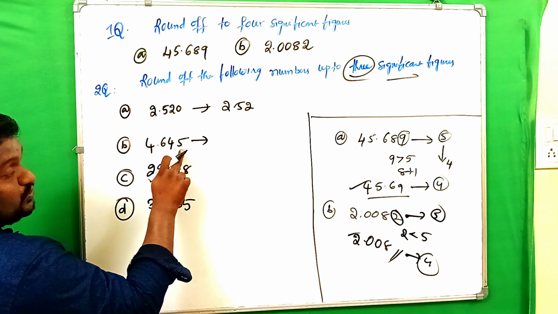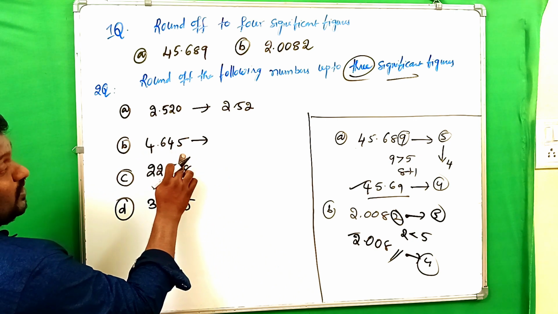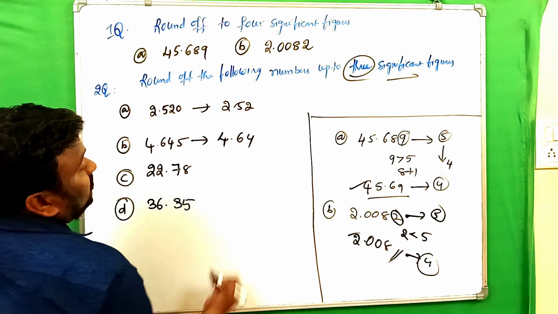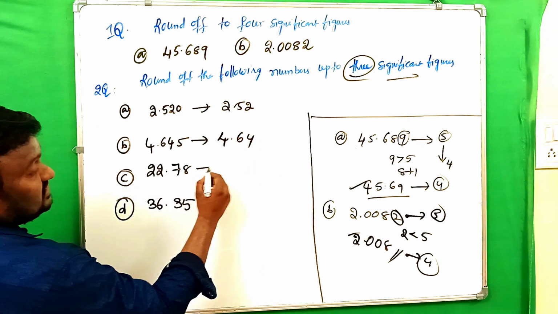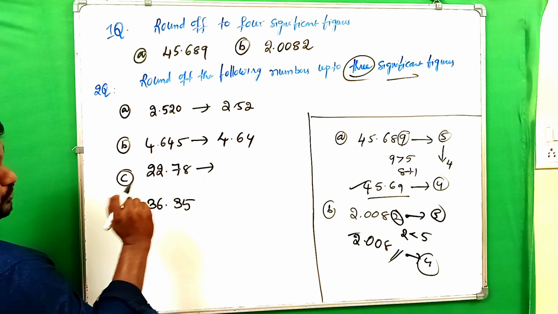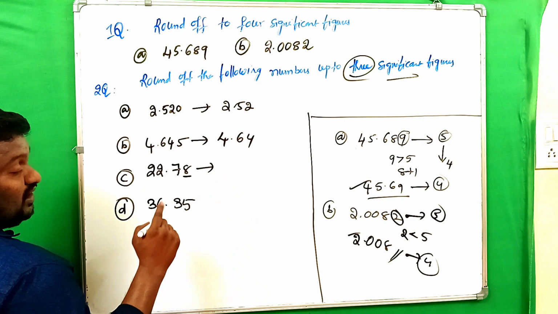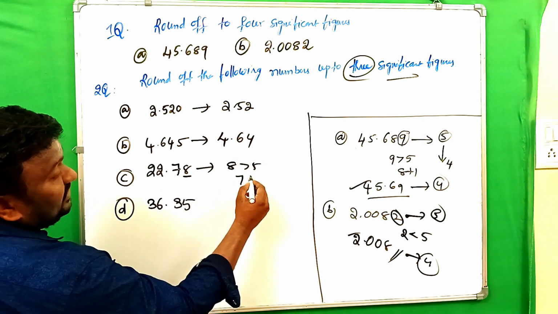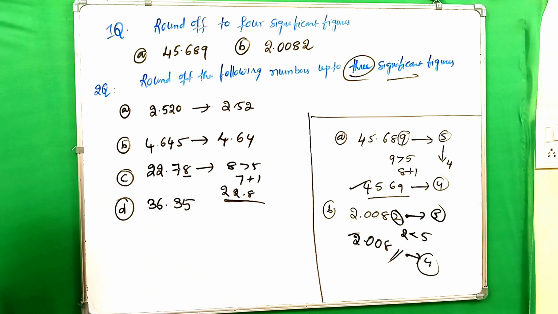And similarly here 4.645. The last digit 5 is going to be dropped. Then we have to check whether the preceding number is even or odd. Here 4 is an even number, so there is no change to the 4. Simply we write 4.64. Now 1, 2, 3 are there. And similarly here 22.78. How many figures are there? 4. And 8 is the insignificant digit, so it is going to be dropped. That 8 is greater than 5, so we write 7 plus 1. That means 22.8.